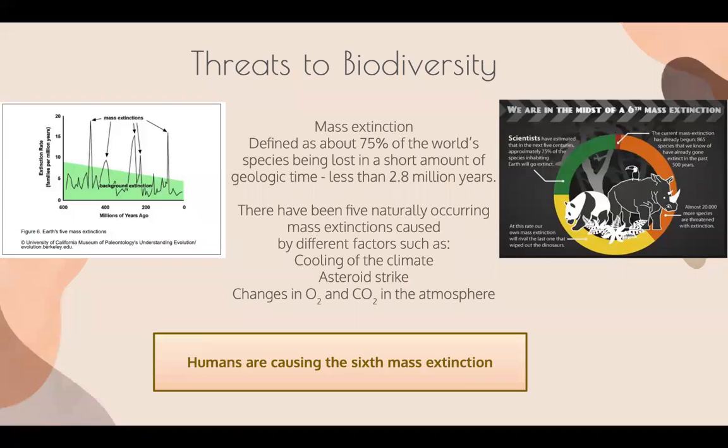Now, humans are currently causing what many have called the 6th mass extinction. Now, we haven't lost 75% of the world's species yet, but we are definitely on that path. So let's talk about some of the things that are causing the extinctions.